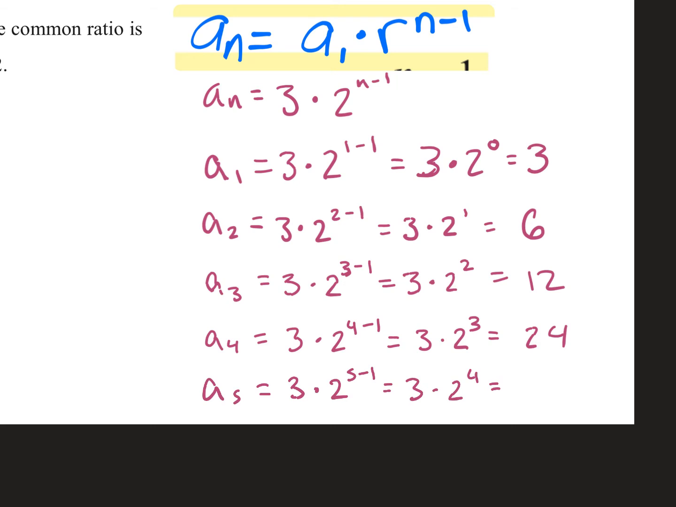$48. Awesome. So we can see here that we just multiply by 2 each time we go to the next term. Times 2, times 2, times 2, times 2. Which makes sense because our common ratio is 2.